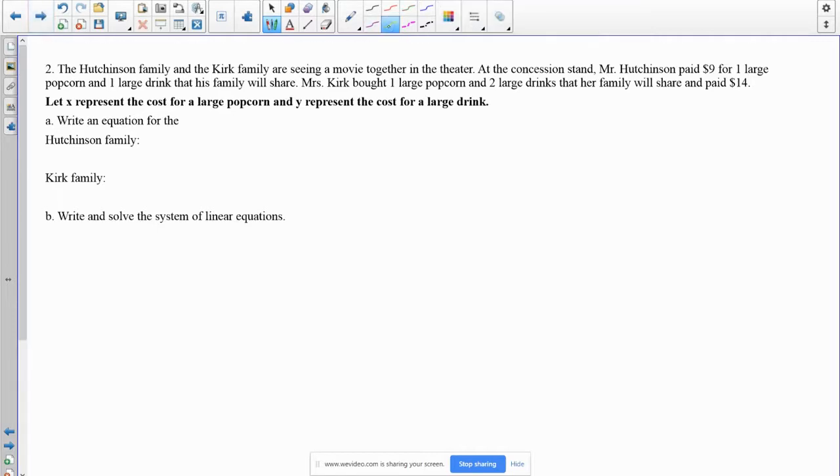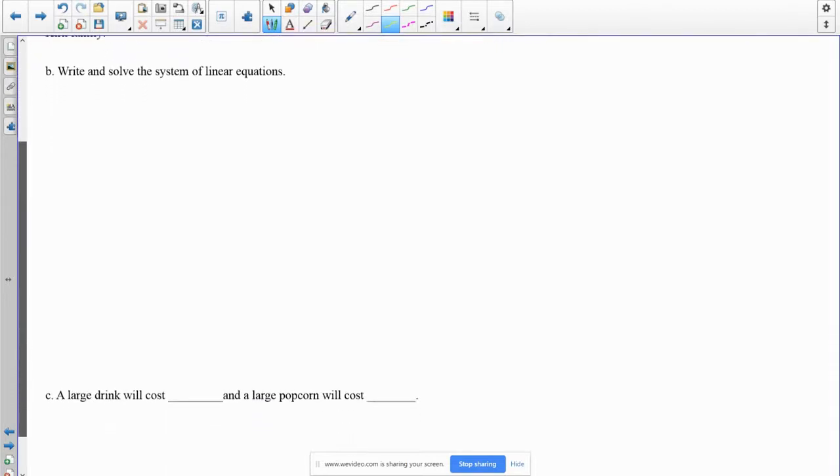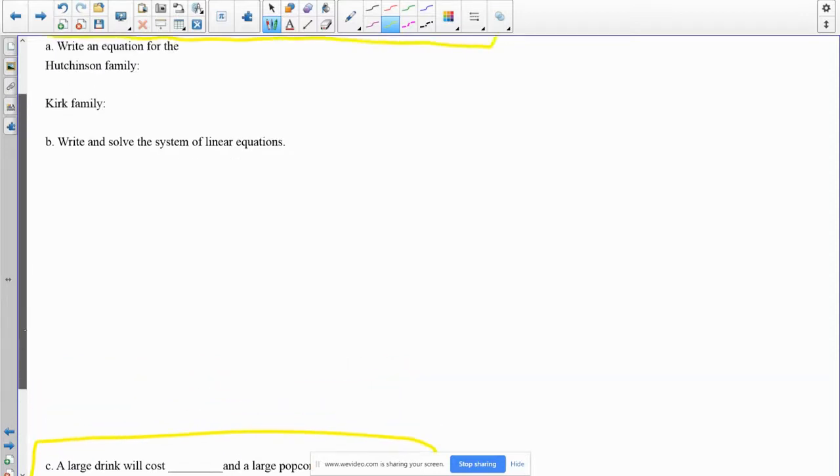So looking at what our x and y are, just so you know what you're working with, we're going to let x represent how much 1 popcorn costs and y represent what 1 large drink costs. I want to know, when you go up to the concession stand and look at the prices, how much does it say a popcorn is and how much does it say 1 large drink is? And then I'm going to go down here, remember, and see what my final question, or I should say final answer, is. It says a large drink will cost blank and a popcorn will cost blank. So I want to know how much a drink will cost me and how much a popcorn will cost me.